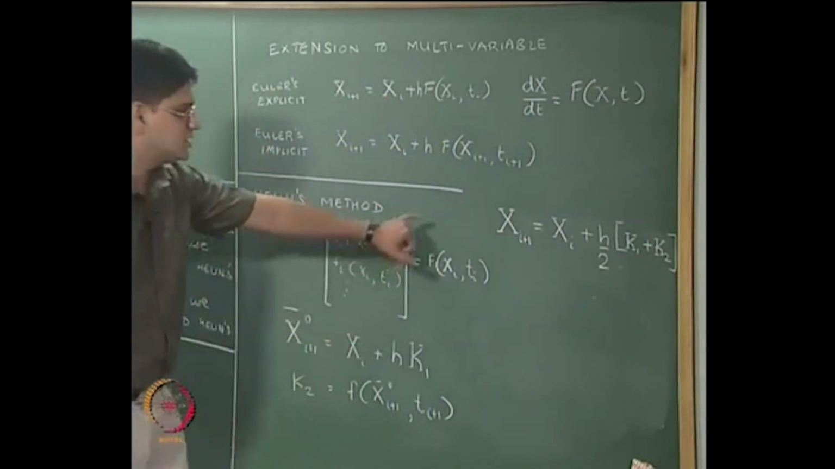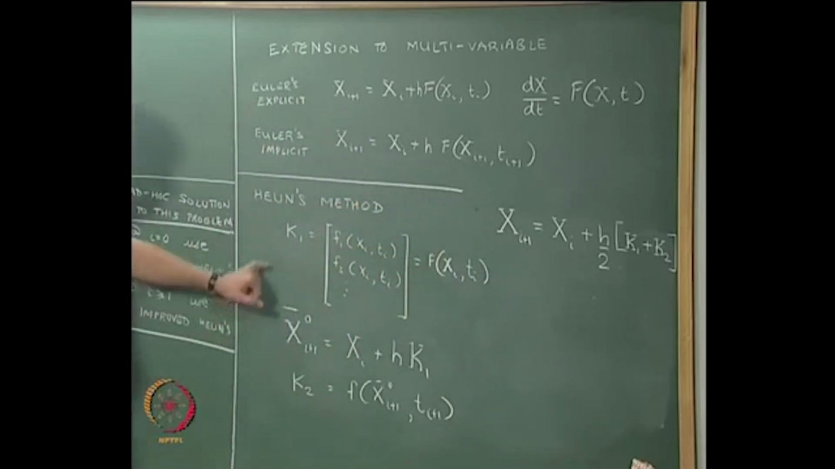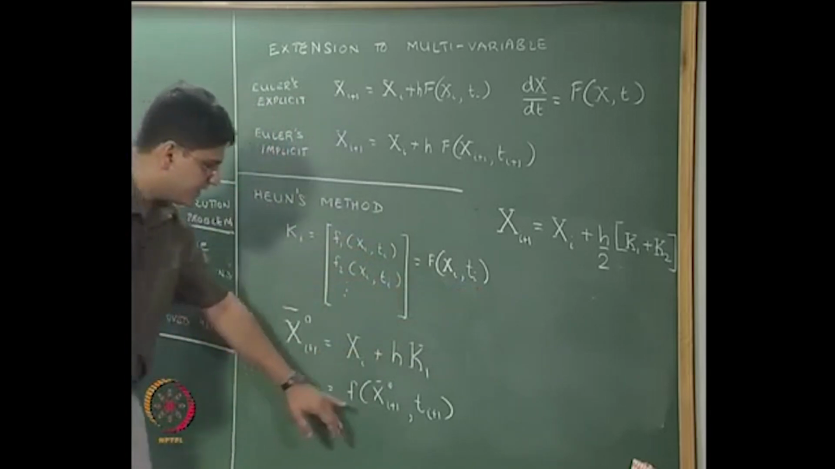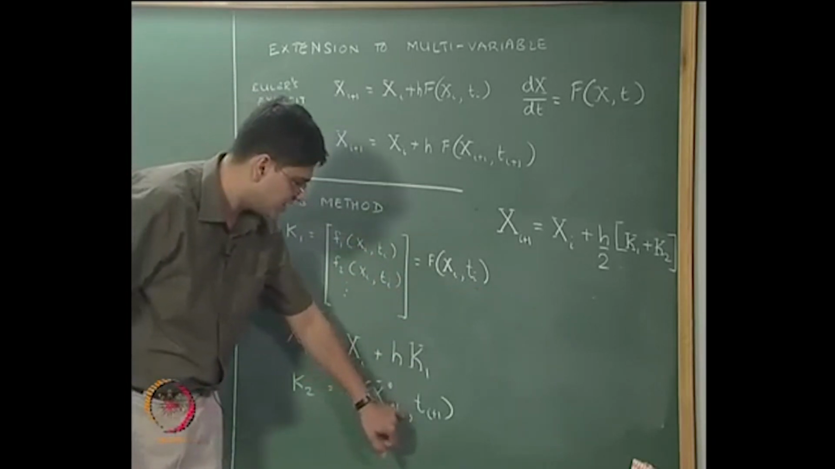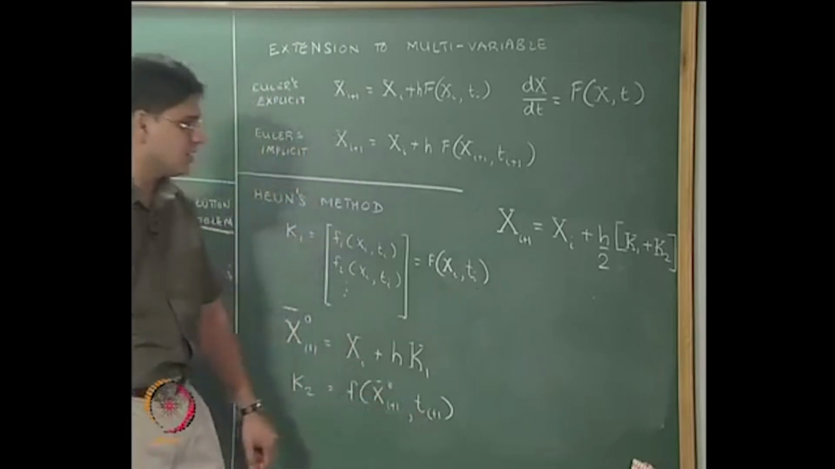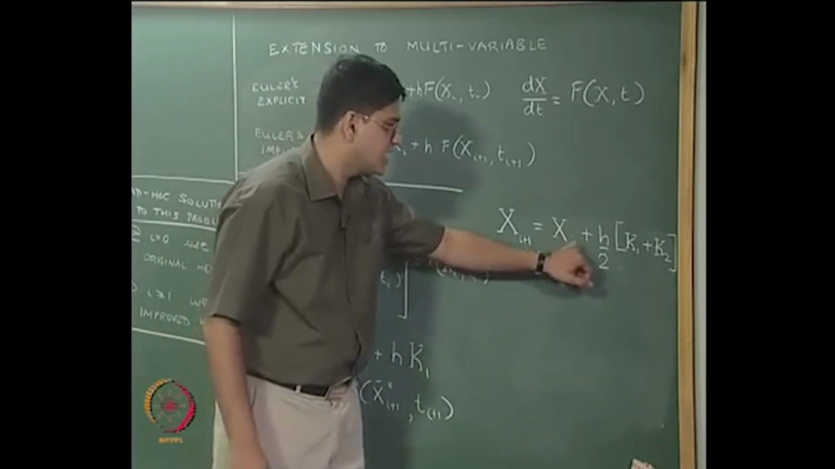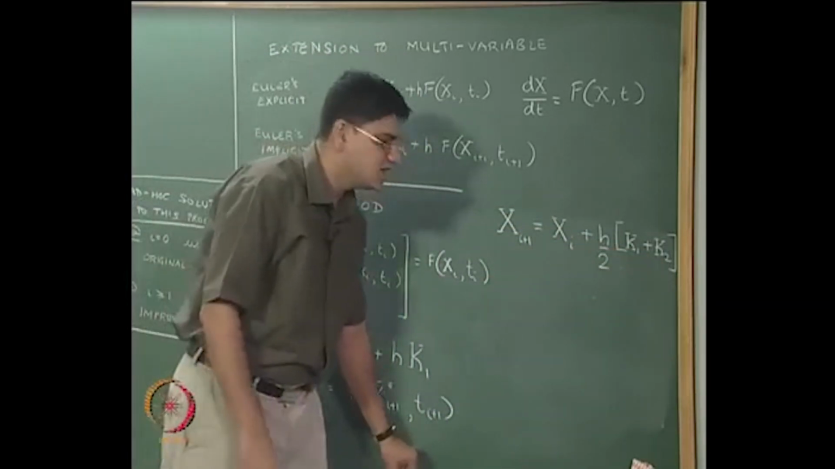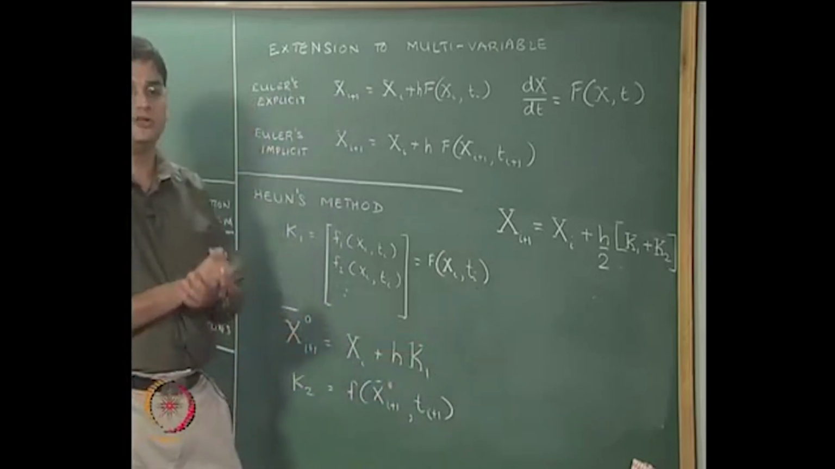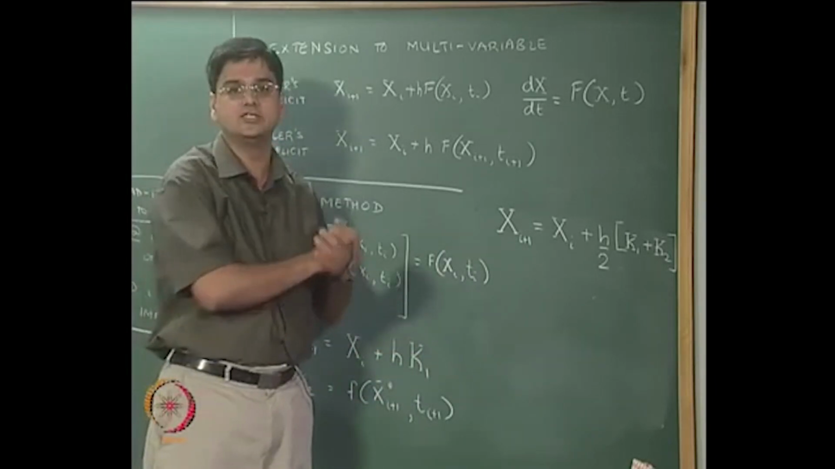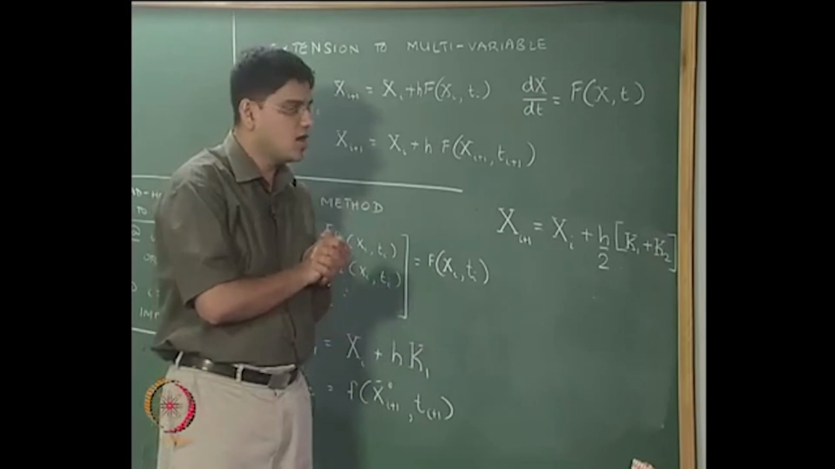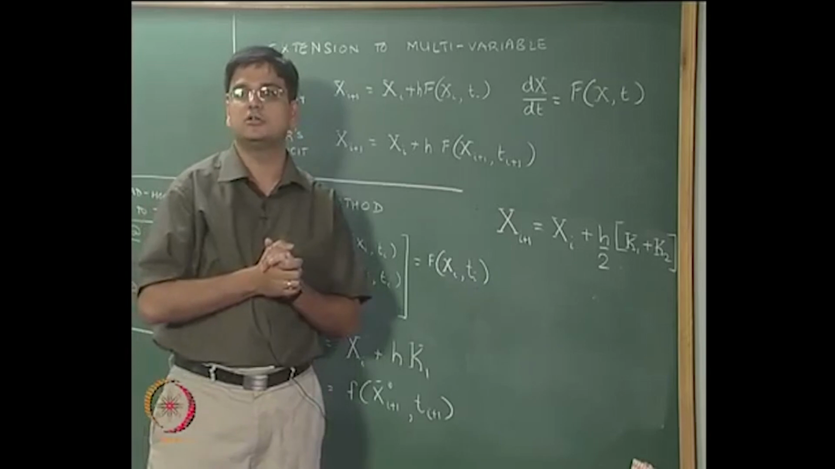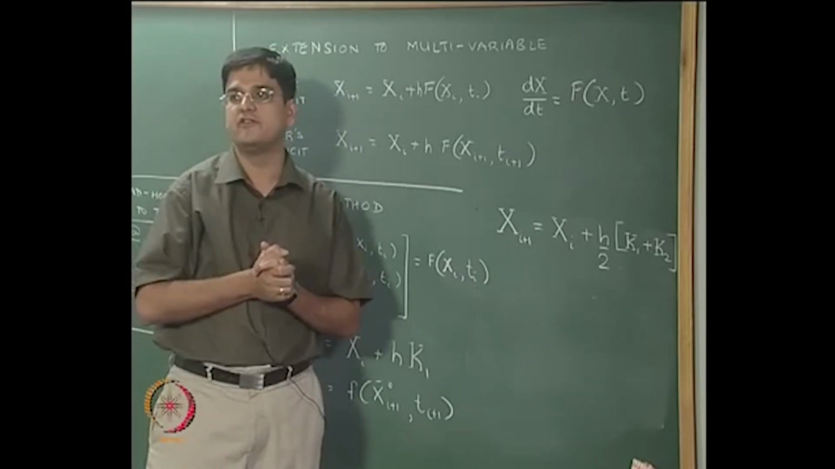Okay. So, this is our equation for Heun's method, where K1 is computed as F of xi comma ti, K2 is computed as F of x bar i plus 1 comma ti plus 1, and xi plus 1 is xi plus h by 2 multiplied by the sum of K1 plus K2, where each of these capital letters are not scalars, but they are vectors of the same dimension. Okay. So, that is where we finish this lecture of the 7th module.